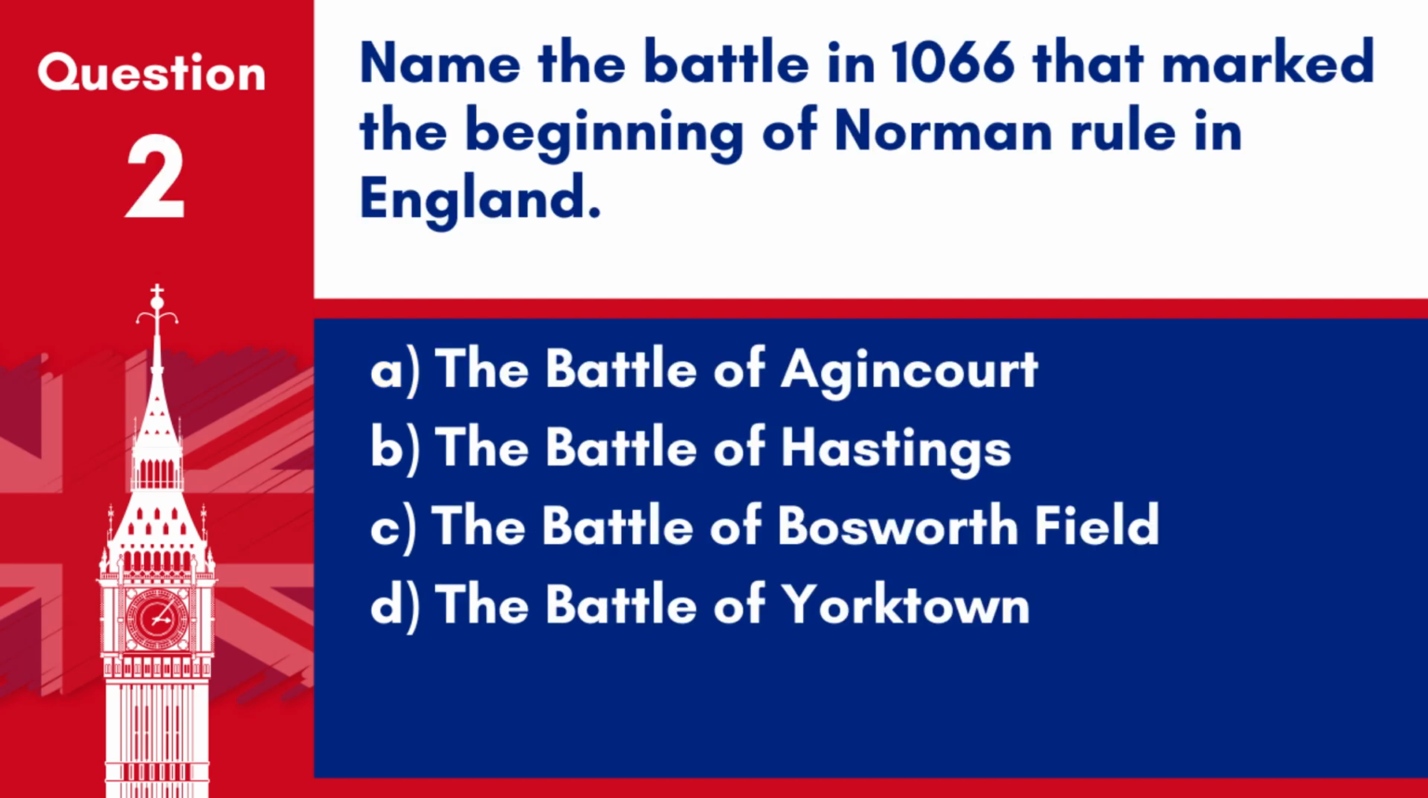Question 2. Name the battle in 1066 that marked the beginning of Norman rule in England. A. The Battle of Agincourt, B. The Battle of Hastings, C. The Battle of Bosworth Field, D. The Battle of Yorktown. Answer: B. The Battle of Hastings. The Battle of Hastings in 1066 marked the beginning of Norman rule in England.